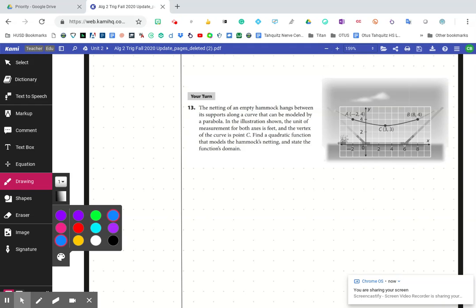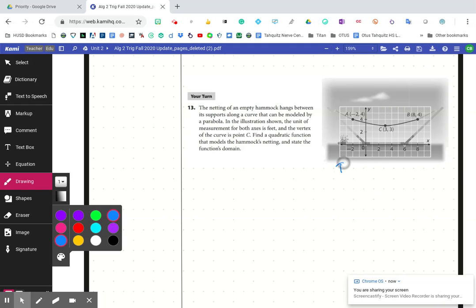The netting of an empty hammock hangs between the supports along a curve that can be modeled by a parabola. In the illustration shown, the unit of measurement for both axes is feet, and the vertex of the curve is the point C. Find a quadratic function that models the hammock's netting and state the function's domain.